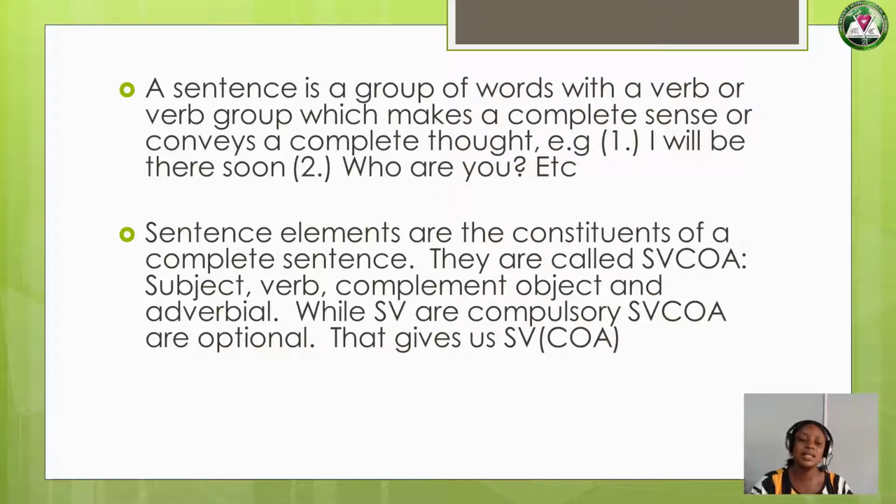We can use them interchangeably. We can say adverbial and/or adjuncts. Some textbooks will say adverbial, some will say adjuncts. So whichever one, just know that an adjunct performs the role of an adverbial.